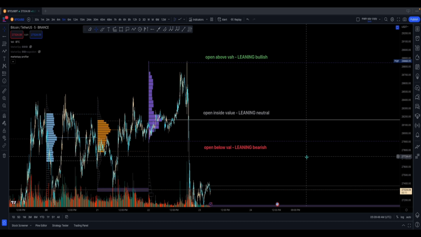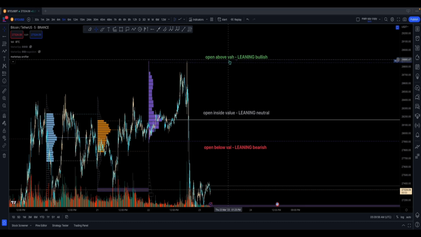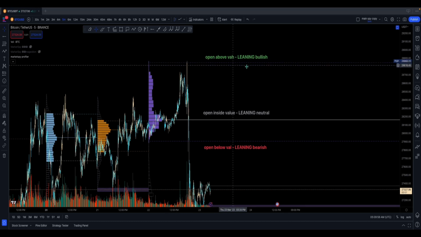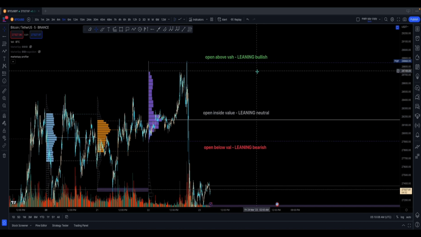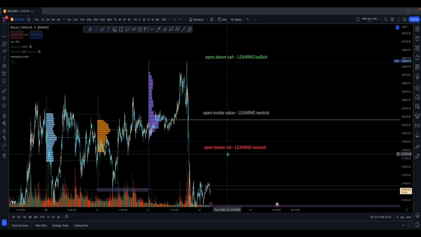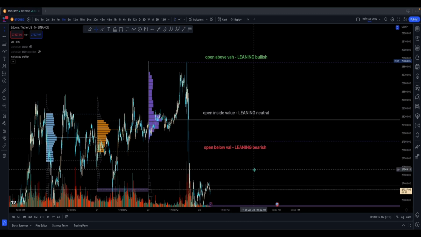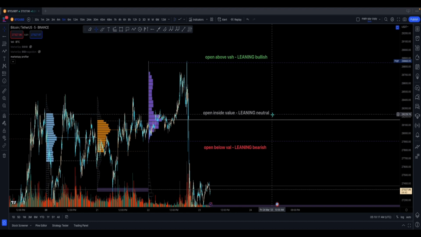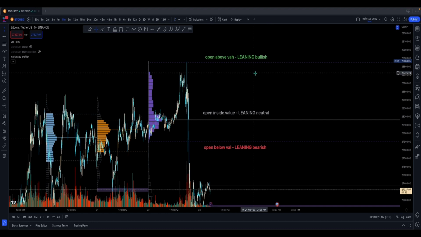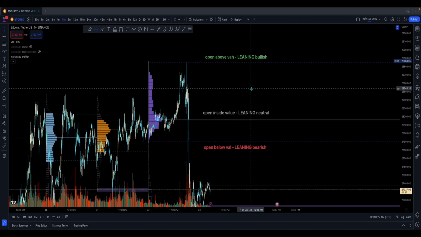But before we get into that, there's a couple things I need to make sure that you are aware of. If we open above the value area high, we are leaning bullish. If we open up inside of value, we are leaning neutral. We expect a range day. If we open below value, we are leaning bearish. This does not mean ape in either way. It doesn't mean always fade the edges. It is giving us a hint of a bias for the day.